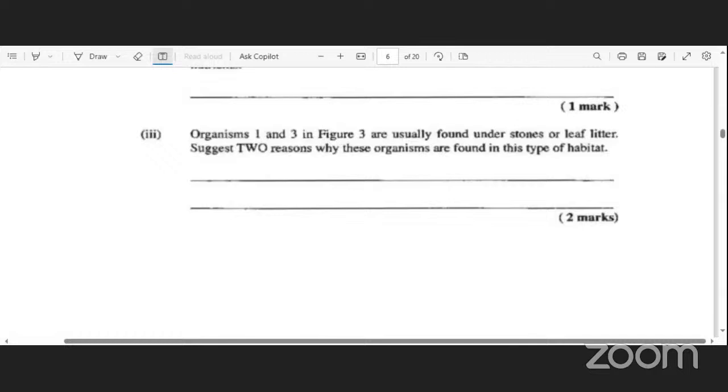So, to prevent desiccation, and desiccation is the process of drying out. They want to retain the moisture within their body, and they also want to hide away from their predators. It's their habitat. Yes, that is also correct. So shelter, protection, and to prevent desiccation. It helps organisms to safely lay eggs. All right, nice.